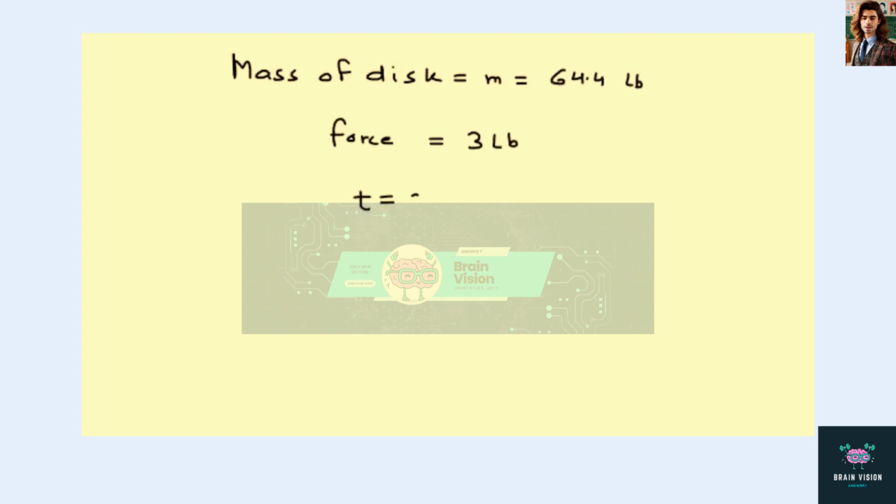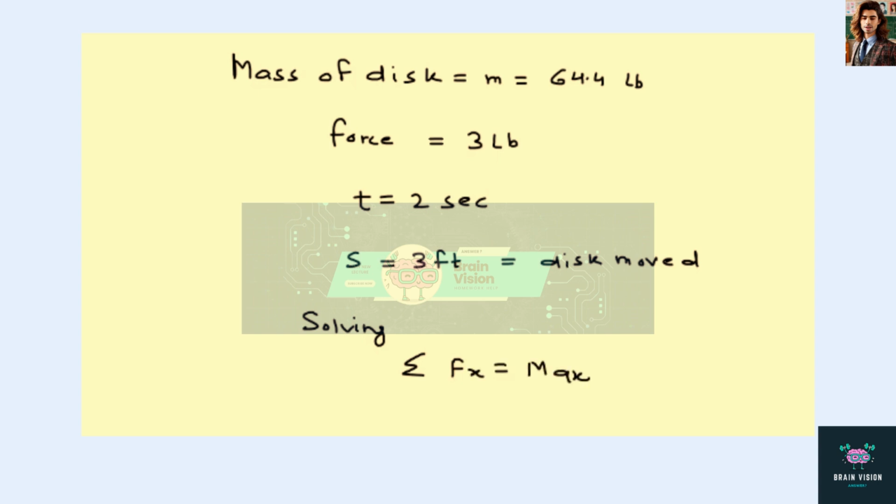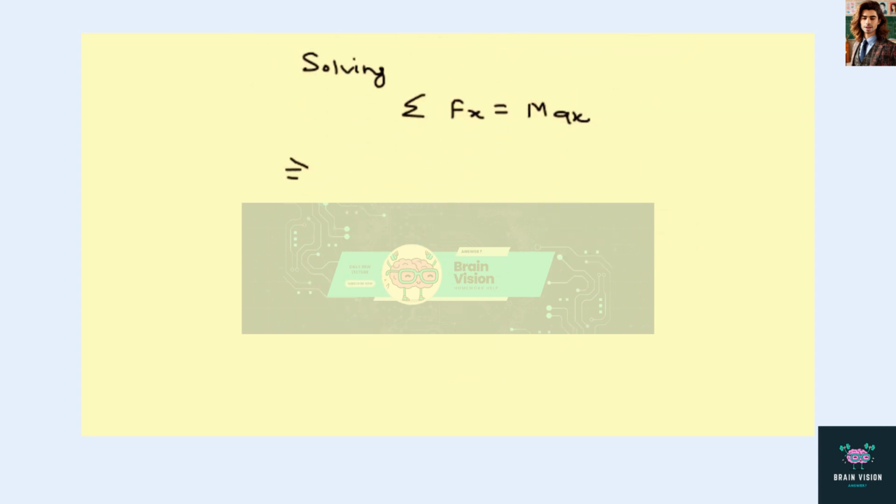In this question, the mass of the disk is given as m = 64.4 lb. The force is given as 3 lb and t is given as 2 seconds. S is given as 3 feet, which is the distance the disk moved. Now solving, summation of Fx = ma, so I can write the equation like this: P = ma. I just put all the data here which are given in the question.